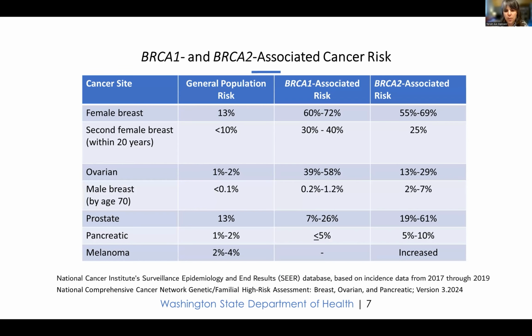This table pulls out the cancer risks associated with both of the genes, BRCA1 and BRCA2, in comparison with the risk that is present for the general population. So the first note that you can see is under cancer site. Again, this is much more than female breast and ovarian cancer. We have expanded the list by doing research, and we now know that male breast cancer can be an increased risk, prostate cancer, pancreatic cancer, and melanoma.